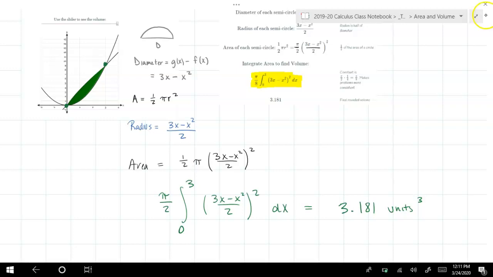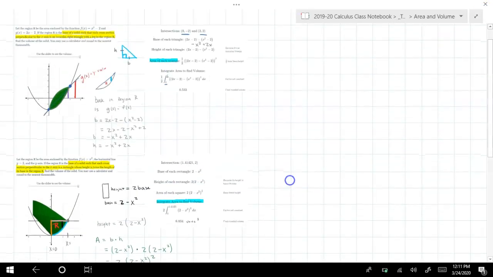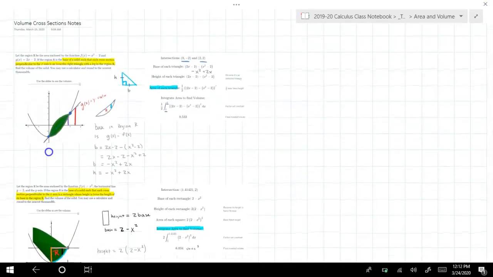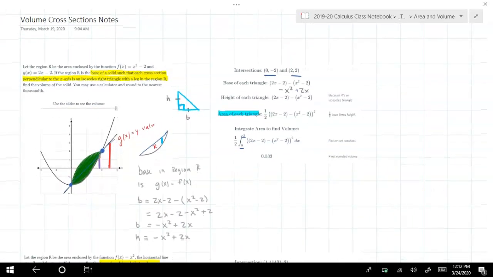All right, there's the lesson on using integration to find volume when cross sections are known. If cross sections are known, that means we know a geometric shape that's coming out of the base of the region inside the coordinate plane. We use the area of each shape, and then we integrate the area to find the volume between the 2 points of intersection.